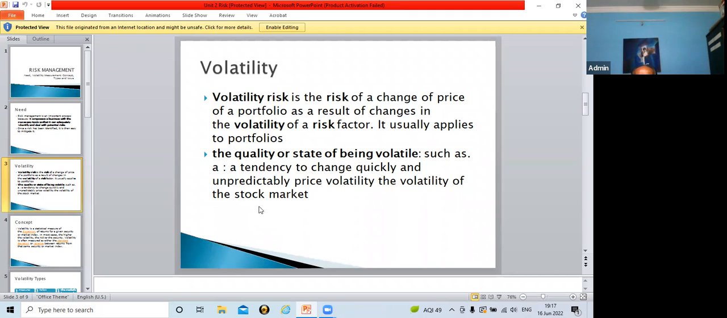And you might be aware that there is continuous volatility in the Sensex index. Sensex means sensitive index, and that short form is Sensex. So this market is very sensitive.